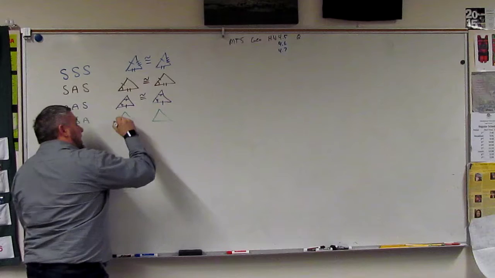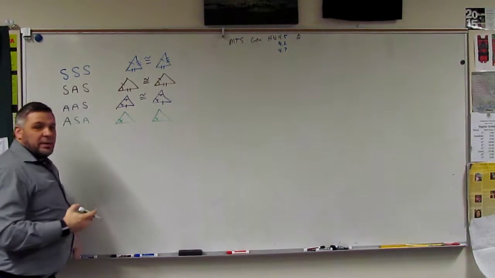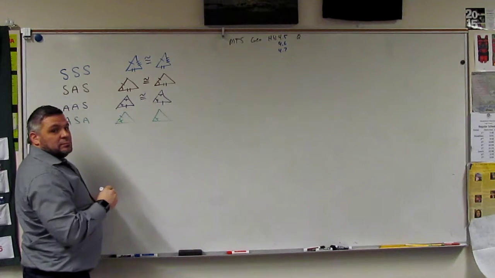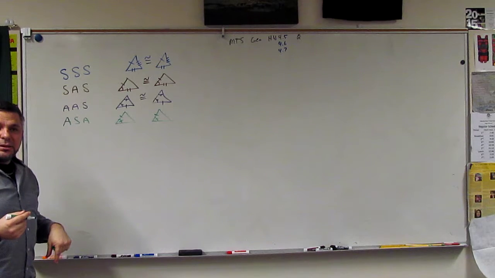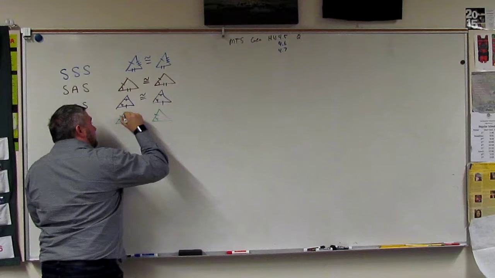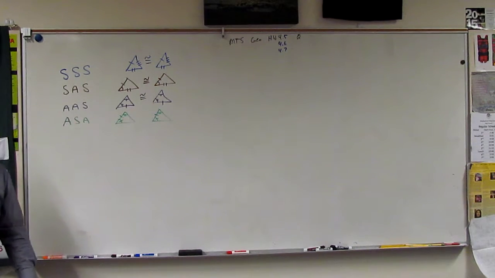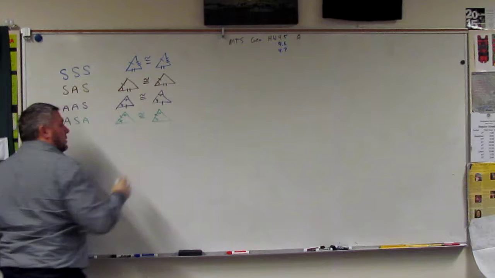So as long as this angle is congruent to this angle, right? And this side is congruent to this side, right? And this angle is congruent to this angle, okay? Then that's 2 congruent triangles, okay?